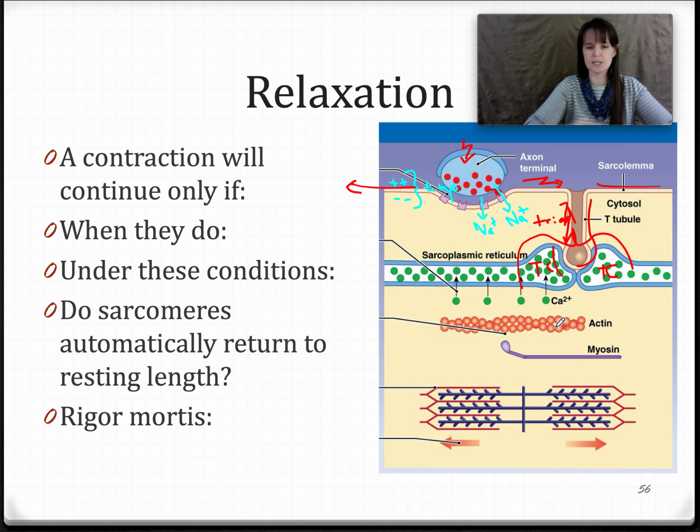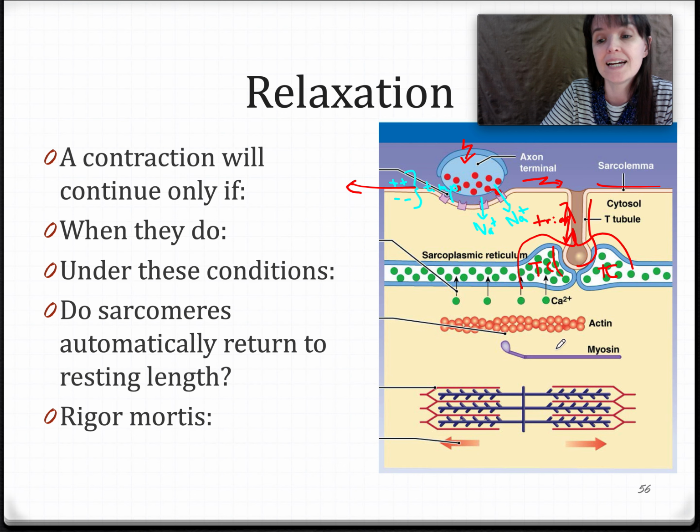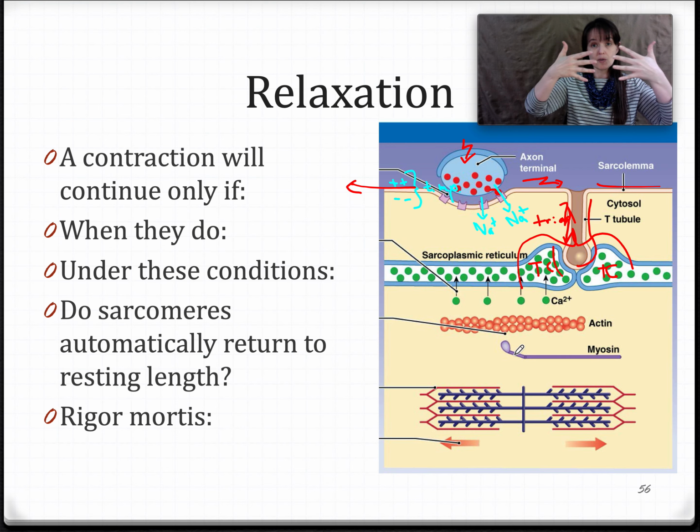I'm trying to hinge the wrist here, and I don't have enough room in screen. So, when the myosin binds to the actin, that's called a cross bridge. And then the power stroke, where the myosin heads bloop on their little hinge, and that pulls the Z lines closer together because it pulls the thin filaments closer together, closer to the M line.